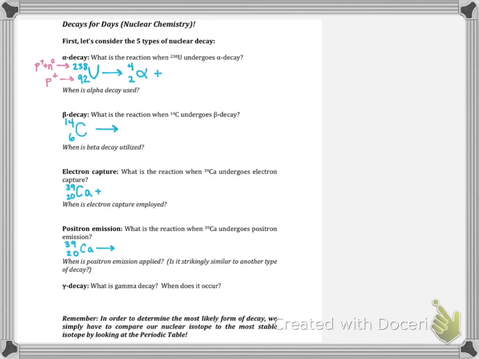For our new element, we want the mass number on the right to be equal to our mass number on the left of 238. So I'm just going to do 238 minus 4, which gives me a new mass number of 234.